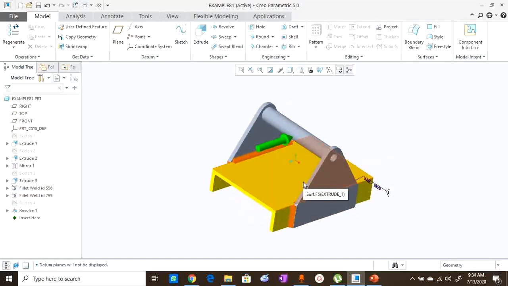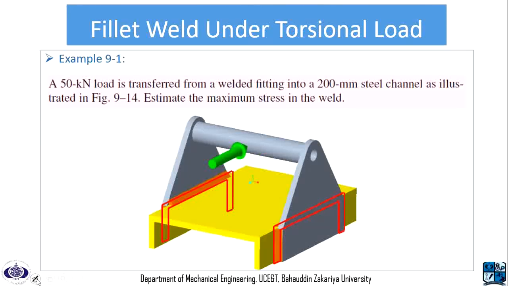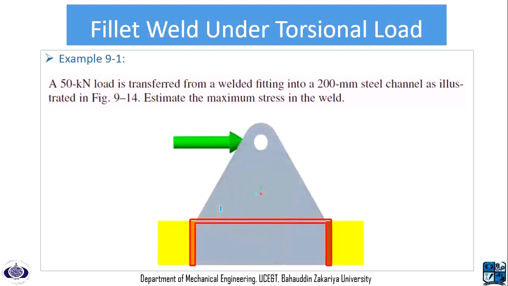Now we go back to solving our example. Now we know that there are two welds being applied in the front as well as on the back side of our parts. But to ease our work we are going to use the front view. In the front view we can see this profile of the weld and the applied load.